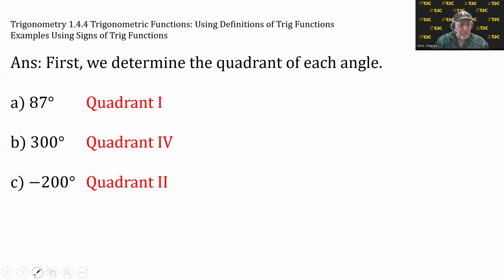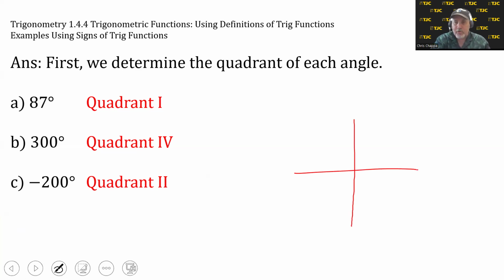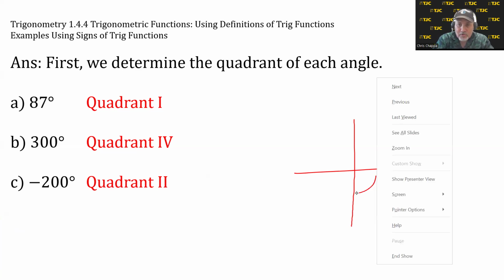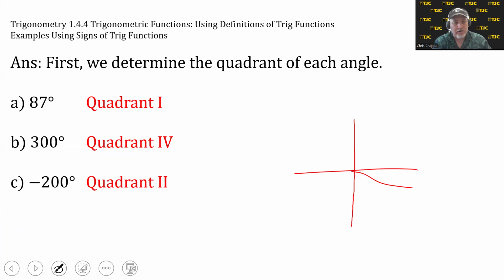And then negative 200 degrees is in quadrant 2 because we would have to go in the negative direction. So if we were to go backwards, negative 180 would take us back to the negative x-axis and then a little bit further. Anyway, negative 200 degrees is in quadrant 2.